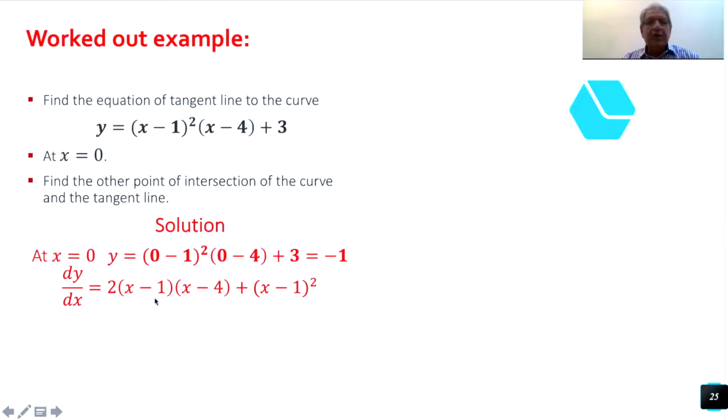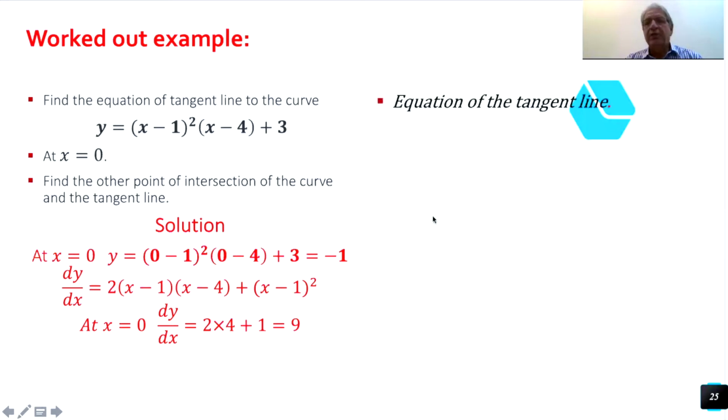This gives the gradient of the curve and the tangent line at any point. Now x is 0, just substitute 0 here. Let's see what we are going to get. At x equal to 0, dy by dx: this is 0, therefore this negative 1 times this is 4. Therefore 2 times 4, and this is actually 0, and negative 1 to the power of 2 is 1. Therefore this is 8 plus 1, which is 9. So the gradient of the tangent line is 9, and the point is 0 and negative 1. Therefore you can easily write the equation of the tangent line: y minus negative 1 is equal to 9 times (x minus 0). Just simplify that and you are going to get this.